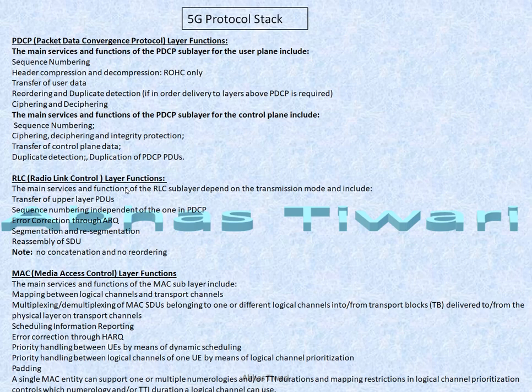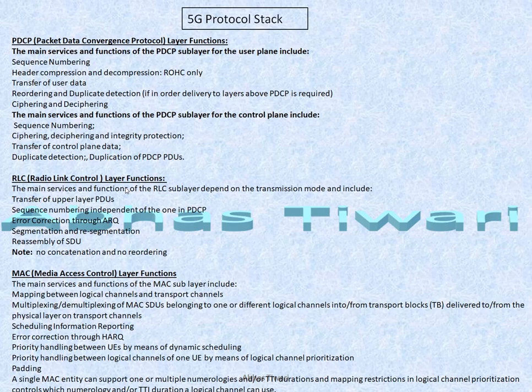The main function of the MAC layer is that it is responsible for your HARQ processes. HARQ means error correction through HARQ, and priority handling between UEs by means of dynamic scheduling, and priority handling between logical channels also. So the main functions of MAC are priority handling and error correction through HARQ.